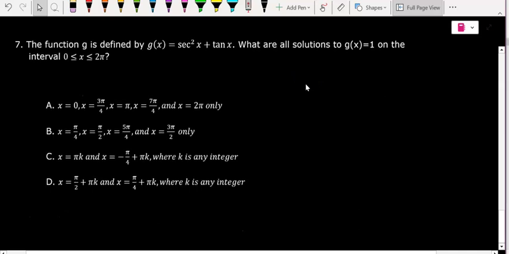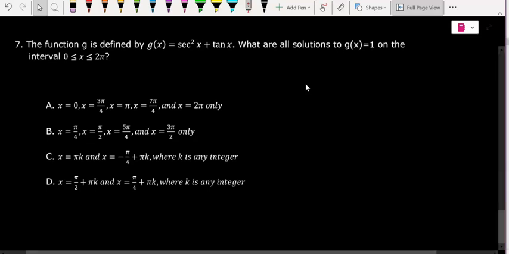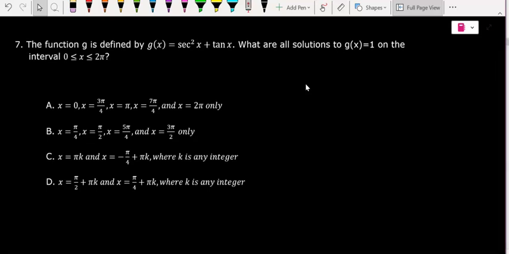Number 7, the function g is defined by g of x is equal to secant squared plus tangent. What are all solutions to g of x is equal to 1 on the interval from 0 to 2 pi? Okay, so instead of setting this equal to 0, it's telling me to set it equal to 1. So I have 1 is equal to secant squared x plus tangent squared x.